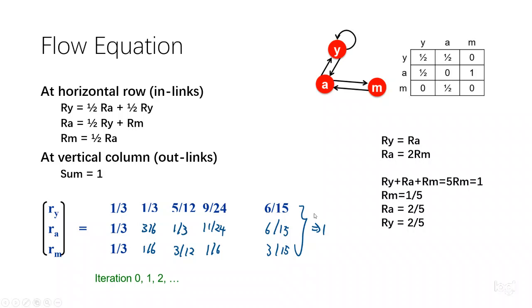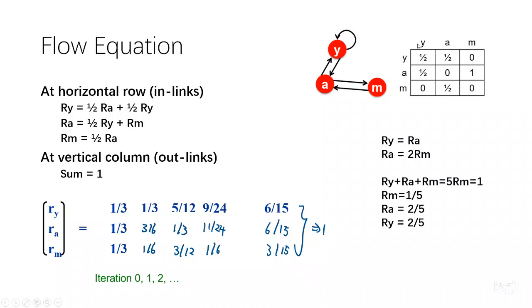The flow equation actually illustrates a systematic way to calculate the score and tells us that the score converges. So looking at the picture, we have three nodes, node Y, node A, and node M. RY is the importance score of node Y, and similarly for RA and RM. If we look vertically, each column sums to 1 because it represents the out-links.